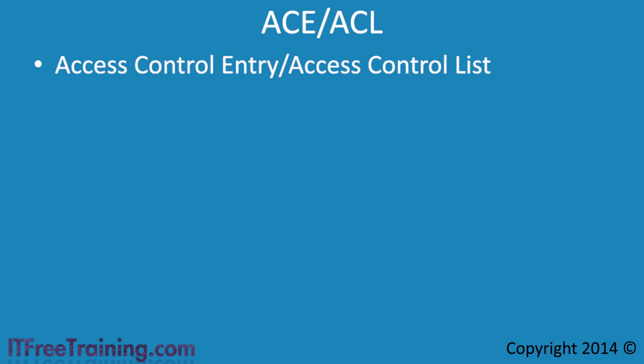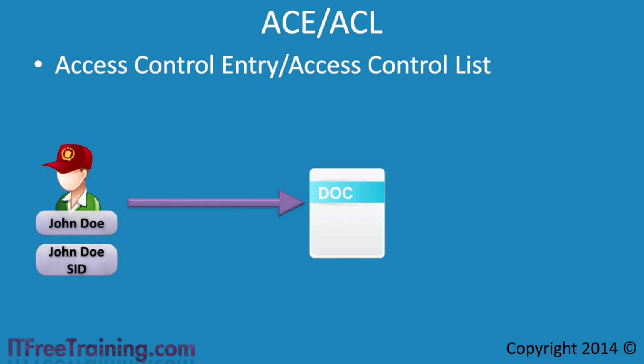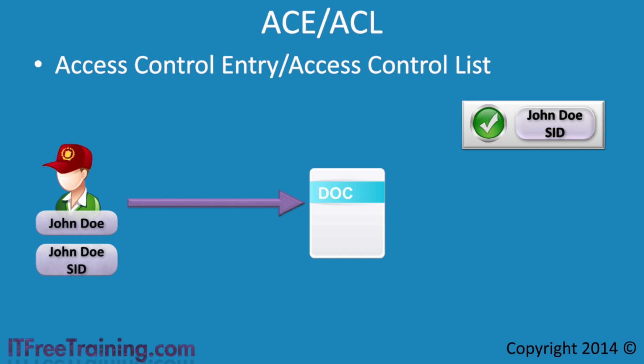To understand how these work, consider this example. The user, John Doe, wants to access a file in a Word document. In order for this to occur, Windows needs to determine if John Doe is allowed access to the file. To do this, an ACE, or access control entry, is created with the SID of John Doe in it. This ACE is what grants John Doe access to the file.